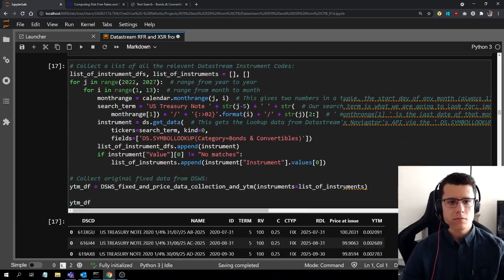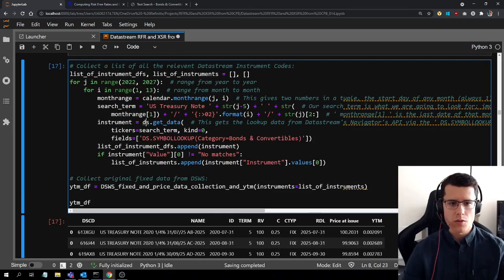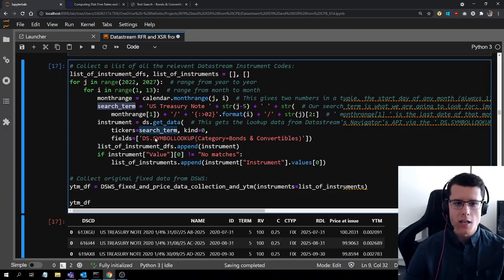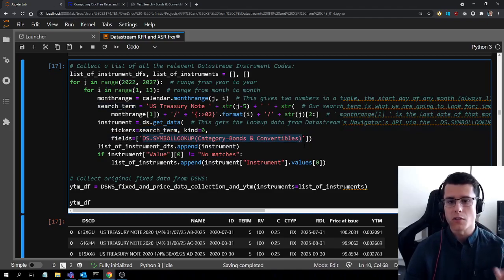There it is. So here you see what I've done is I've used my ds.getData function with a specific search term, not a ticker. And that search term is going to be, for example, US Treasury note 2014 310721. And in the fields, I'm going to use this field, and that's a little trick for you. It looks for bonds and convertibles only, and it will return what I look for. So here, what did I ask for? The instrument value. So it's going to give me the instrument value. There you go. There it is.